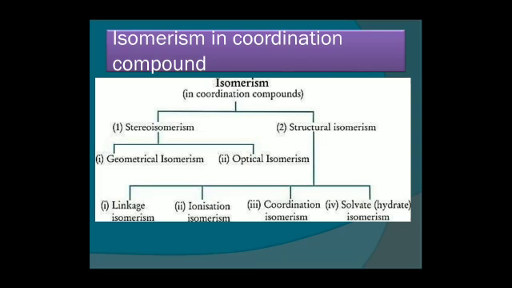Now is the point of isomerism. What is isomerism? Compounds having the same molecular formula but different structural formula is called isomerism. In coordination compounds, we have two types of isomerism: structural isomerism and stereoisomerism. In stereoisomerism, we have two types, geometrical and optical isomerism. In structural isomerism, we have four types: linkage isomerism, ionization isomerism, coordination isomerism, and solvate isomerism.